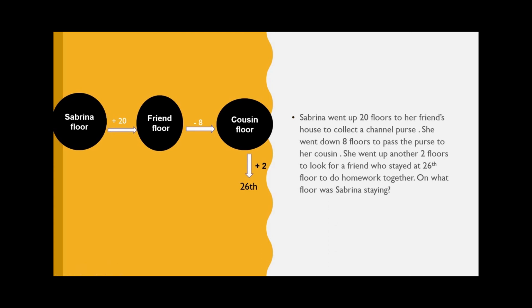26 minus 2 equals 24. 24 plus 8 equals 32. 32 minus 20 equals 12. The answer is 12. Let's look at another question.